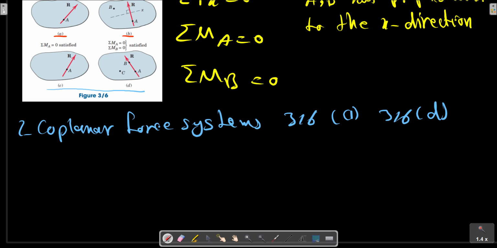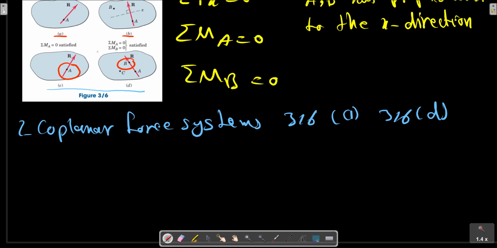A third formulation of the equilibrium conditions may be made for a coplanar force system. This is illustrated in figure 3.6, part C and part D. Again, if the moment around point A equals 0 for a body such as shown, the resultant, if any, must be a force R through A. In addition, if also the moment around B, as shown in the picture, equals 0, such a force cannot exist.